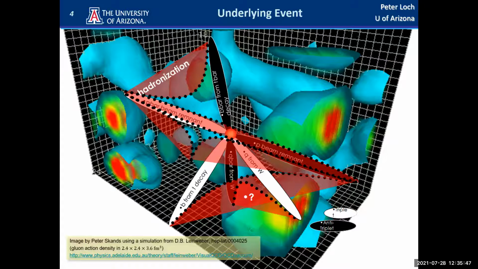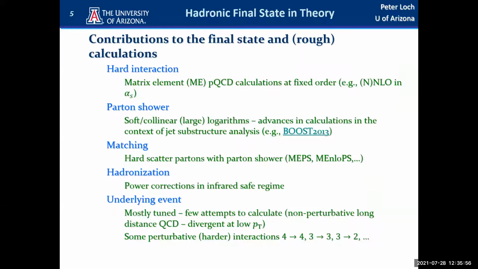So we had a little bit of this discussion already, but let's review quickly what the hadronic final state in theory really is. So we have the hard interaction, of course, a matrix element that can be calculated with perturbative QCD to a fixed order. Most processes can now at least be calculated to NLO, some to NNLO in powers of alpha S. So we have gotten quite far.